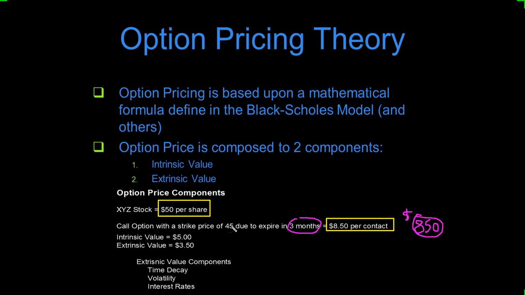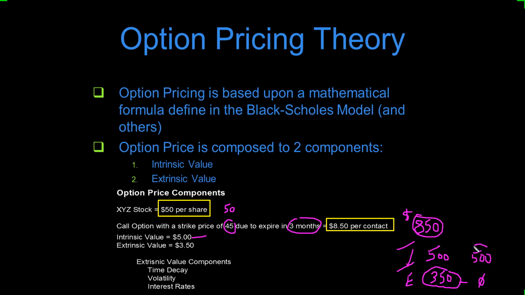Well, it's very easy to see. I'm buying a 45 strike call. The stock's at 50. That means I am $5 in the money, so $5 is intrinsic value. So my intrinsic value of this $850 is $500. And then obviously everything else that's left is extrinsic value, or $350. So all of this, assuming the market's freeze frame for the next 3 months, that $350 goes to zero. This $500 stays at $500.